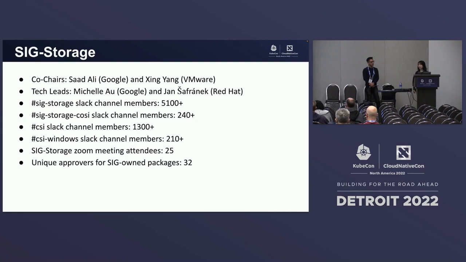SIG Storage has two co-chairs. Saad Ali from Google and myself are the co-chairs. And we also have Michelle from Google and Ian from Red Hat. They are two tech leads. There are also many other contributors in SIG Storage. We have more than 5,000 members in the SIG Storage Slack channel. We also have several other channels. We have a channel for Cozy, for CSI, and CSI Windows. We also have regular bi-weekly meetings, and we have unique approvals for SIG Storage-owned repos and packages.